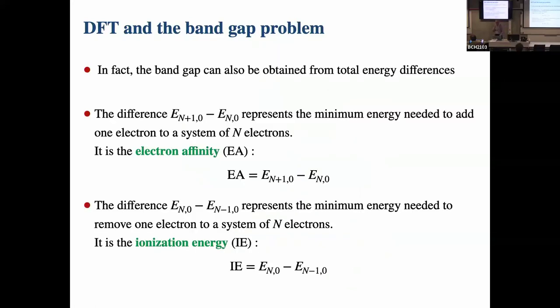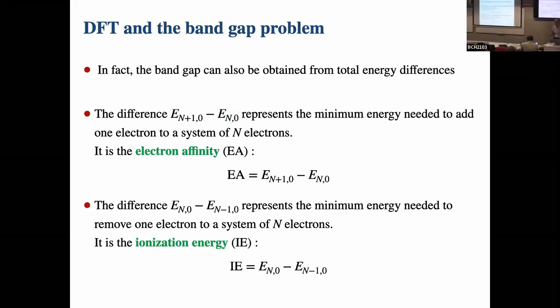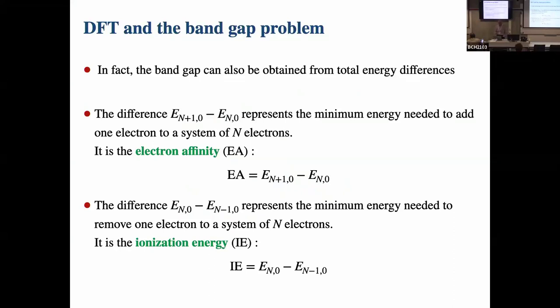So formally, if we want to define things, the difference between the ground state energy of a system of N plus one electrons and the ground state of the system of N electrons is the minimum energy that is needed to add one electron to the system. And this is called the electron affinity. So the electron affinity is E_{N+1} in the ground state minus E_N in the ground state. And this other difference is the energy that you need to remove one electron from the system. So you go from a system of N electrons to a system of N minus one electrons in the ground state, and this difference is the minimum energy that you need to do that. It's called the ionization energy.